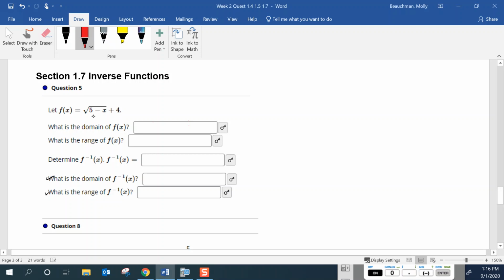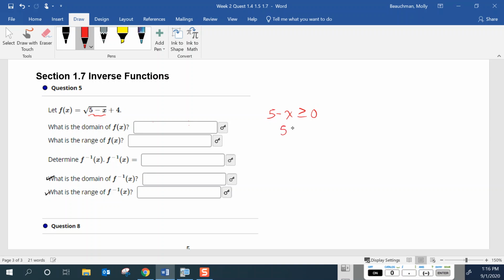So the domain of the function is the values that we can allow x to be. And x can be anything as long as it doesn't make the inside of the square root negative. So to figure out what x can be, or can't be, we take 5 minus x, set it greater than or equal to 0, and those are the values we can use for x. Add x to both sides. We get 5 is greater than or equal to x, or x is less than or equal to 5, if you want to write it that way. So that's everything in interval notation, from negative infinity to 5.